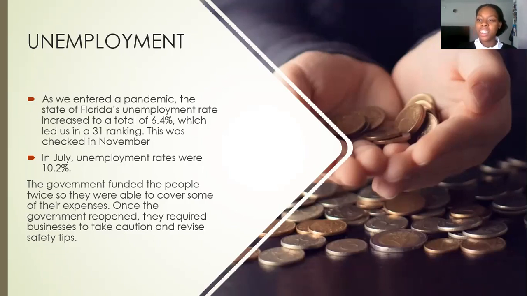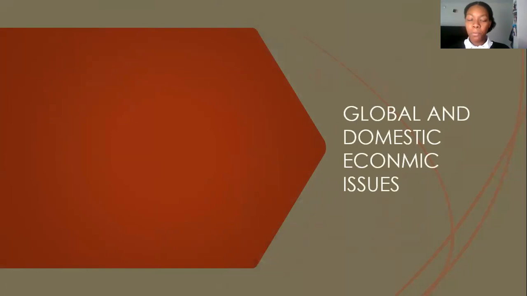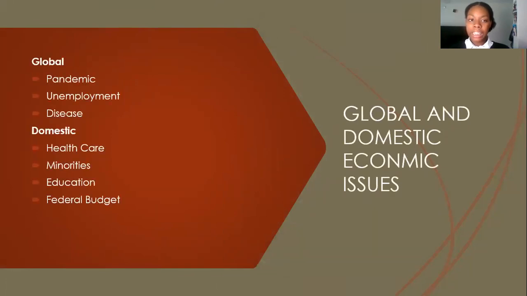The government helps people by funding them. They funded them twice and made sure they funded them twice so that they were able to cover some of their expenses. The government allowed small businesses and necessity businesses to open up, but as long as they were in safety mode, which meant staying 6 feet apart, requiring all customers to wear masks, and being sure to sanitize places.